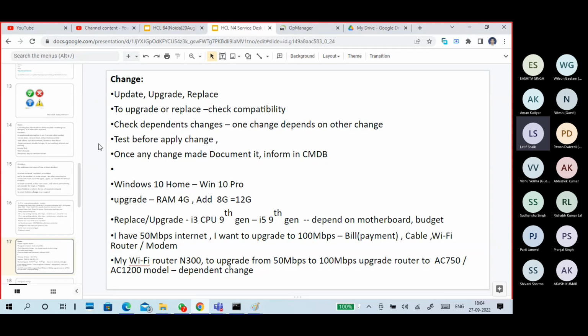So one day sir shared one piece of information: someone was working in a company. One guy updated his antivirus and firewall, everything. He found an update available, updated it and left. From the next day onwards, people were unable to log in.